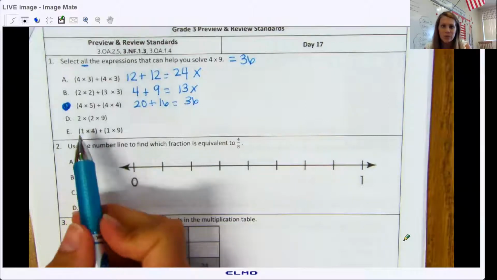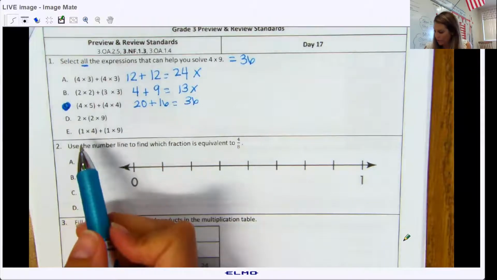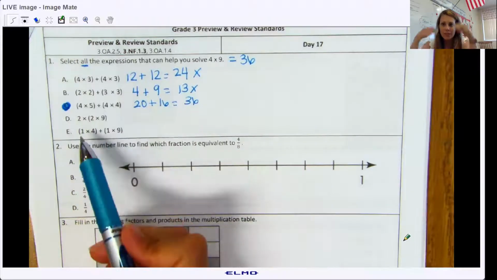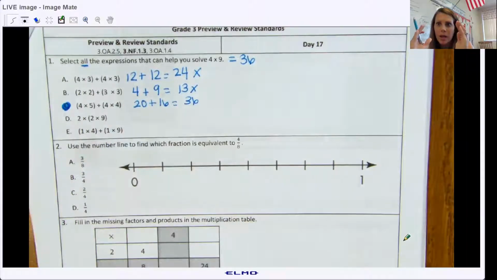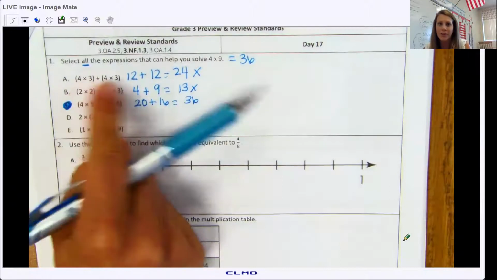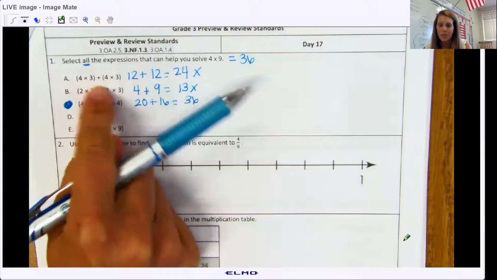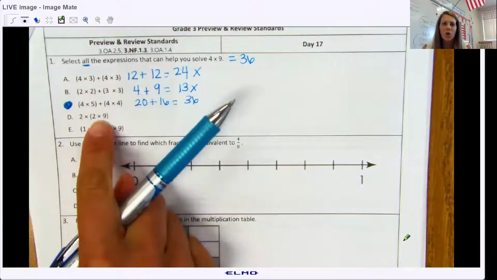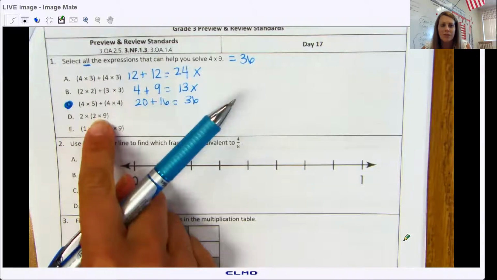Now D looks a little different. D doesn't have 2 sets of parentheses. So when we see parentheses, we know we do the parentheses first. Well, it doesn't really matter here because there's a bunch of parentheses. But here we want to solve what's in the parentheses first. What is 2 times 9?